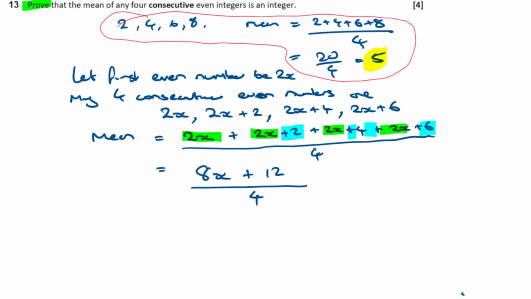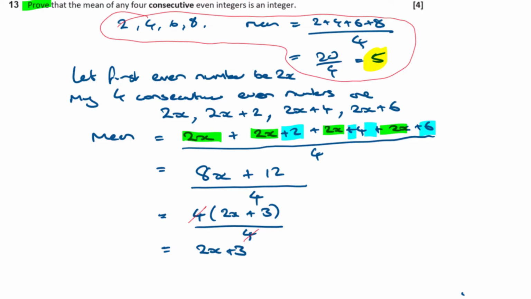Okay, now you can probably see that both 8 and 12 divide by 4. Just going to make that crystal clear by factorising 4 out of the expression on the top. So 4 lots of 2x plus 3 divided by 4 means I can then cancel that 4 and that 4, and that leaves me with 2x plus 3. Okay, so regardless of what x is, the mean of those 4 consecutive even numbers ends up to be 2x plus 3, regardless of what the starting number was. It's always going to be equal to that.